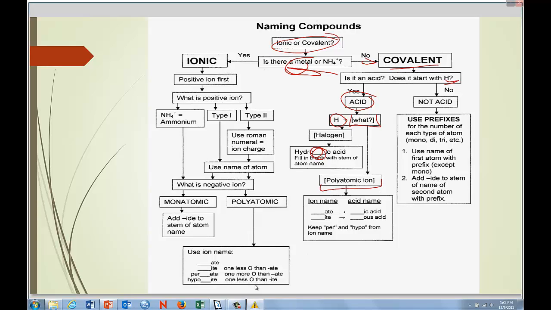So for the ions that end in ate, you're going to change it to ic. So sulfate becomes sulfuric. Nitrate becomes nitric. If it ends in ite, you're going to change it to ous, O-U-S.